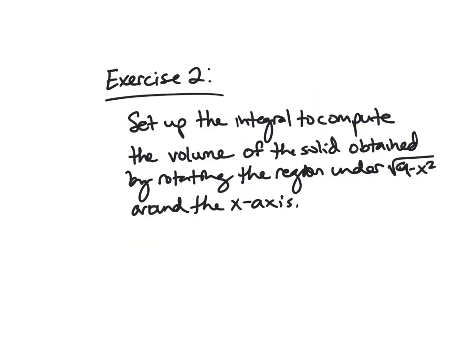All right, and for your second exercise, I want you to go ahead and set up, but again, do not solve, the integral to compute the volume of the solid obtained by rotating the region under the square root of 9 minus x squared around the x-axis. For all of these problems, just as with the area ones, I highly recommend drawing a picture first and getting an idea of what you're doing, and then go ahead and try to set up the integral.